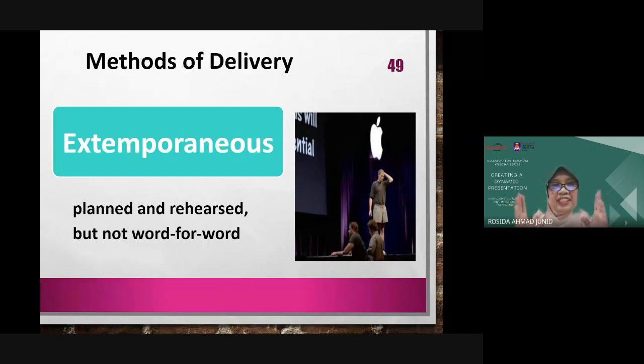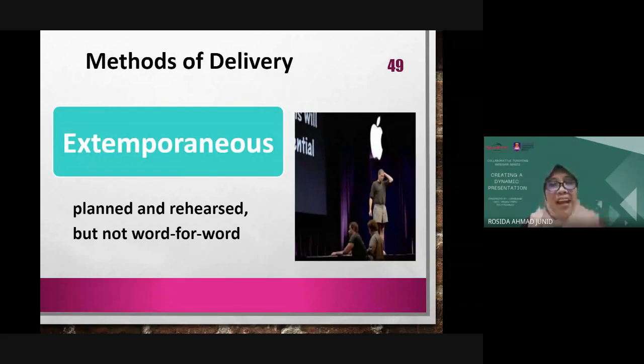Your presentation is planned and you rehearse, you practice this many times. It's unscripted, right? It's not word for word. That's why when Madam Diana asked you to present, she said, don't read your script. Because when you read your script, you are reading every single word, right? So that's why it's wrong, because then it is not an extemporaneous presentation. It is maybe a memorized presentation, or maybe a manuscript presentation, right?